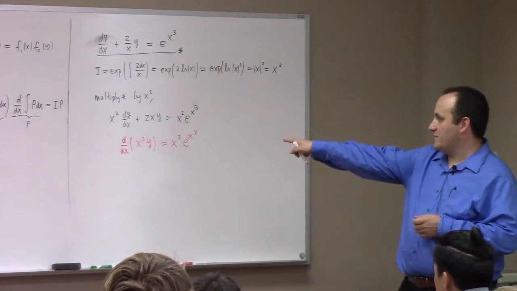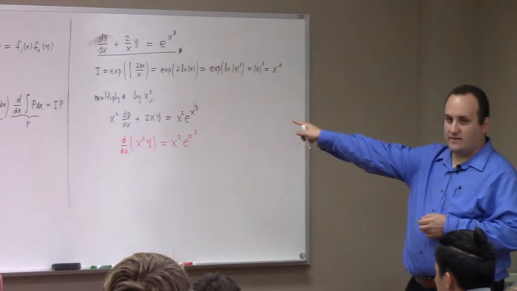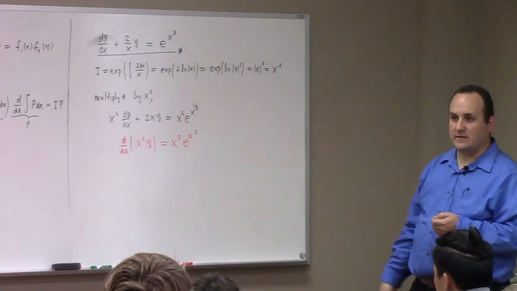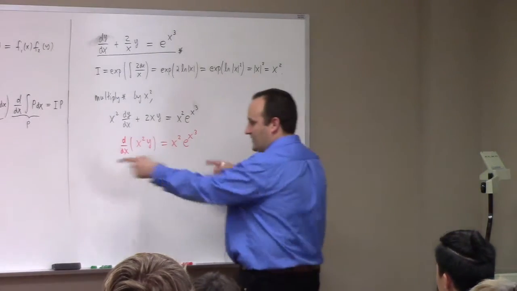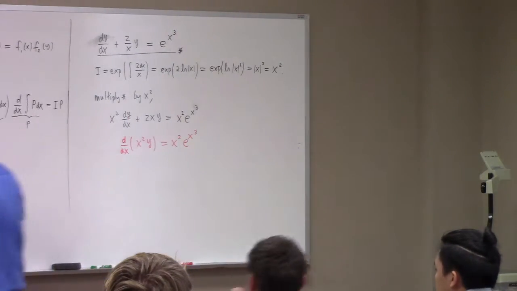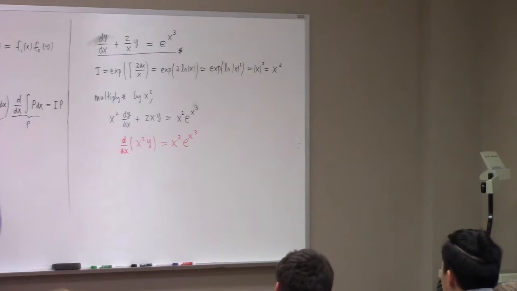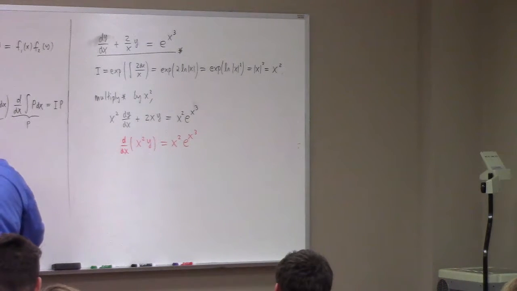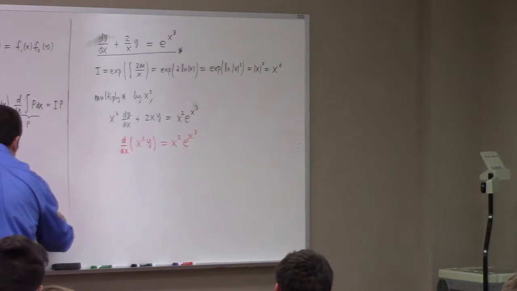You differentiate x squared y, what do you get? You get x squared dy/dx plus 2x times y, right? By the product rule and implicit differentiation. And what's the beautiful thing about this? You can integrate with respect to x, and that gives me I times y is equal to the integral of IQ dx. So therefore y is equal to 1 over the integrating factor times the integral of IQ dx.